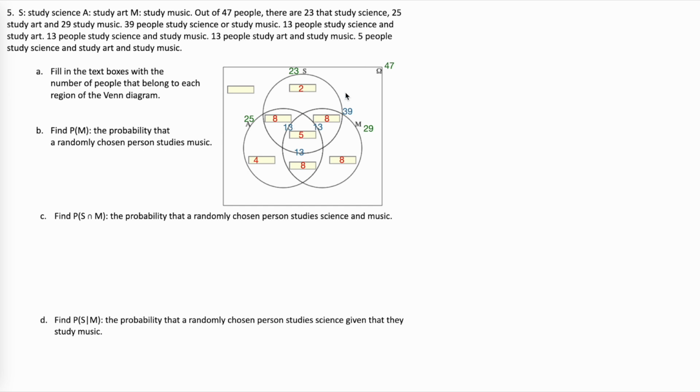I know in these two circles, I have 39. Add this 4, that gives us 43. I'm trying to get to 47. This has to be a 4. We filled in all of the little boxes.